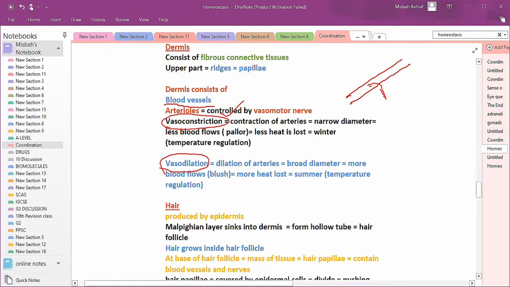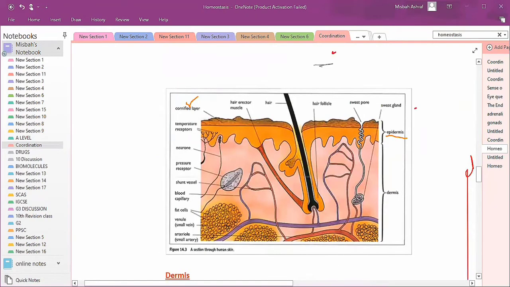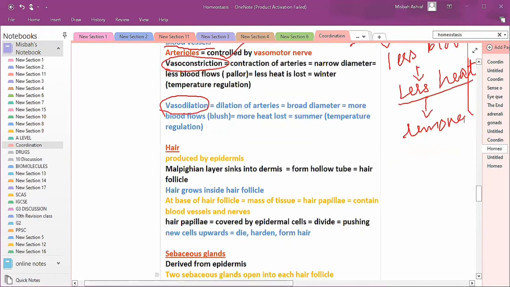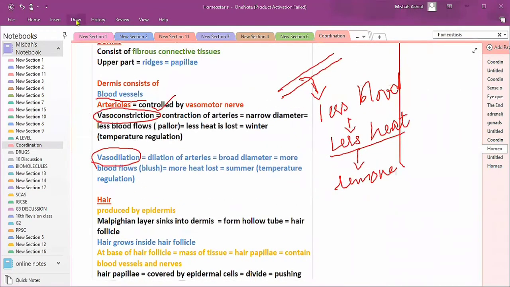इसमें when they will be narrow, there will be less blood flowing, and because of that less blood, less heat will be flowing. As these blood capillaries are closer to the skin, so less heat will be dissipated or removed from the body, right? And when we have to preserve the heat in winter, less heat should be removed from our body. So this vasoconstriction actually occurs in winter to maintain the body temperature or preserve the heat in our body.